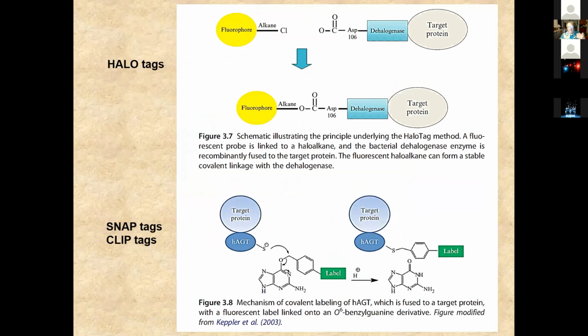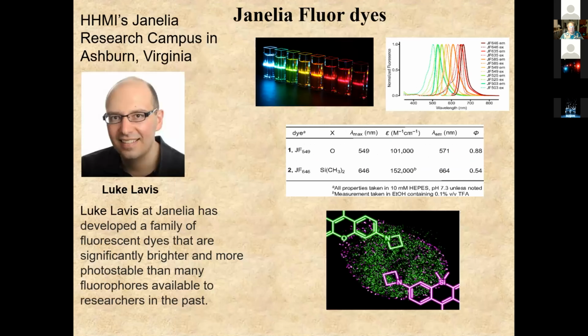There's other tags like Halo tags, where you attach a dehalogenase to the target protein, and then you can add in solution any fluorophore you want linked to the alkane that reacts, linking it to the target. Similar but different chemistries are used for SNAP tags and CLIP tags. More recently, we have a series of Janelia probes made by Luke Lavis at Howard Hughes, and he developed probes that are much brighter and much more photostable, and these are becoming very popular.